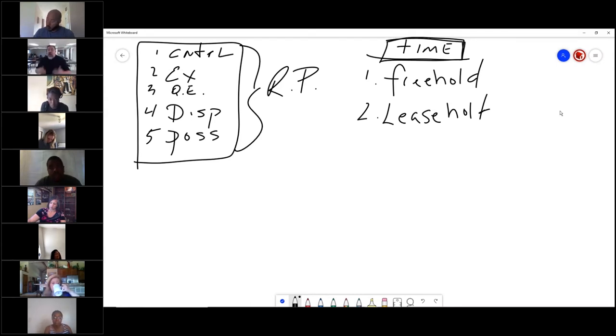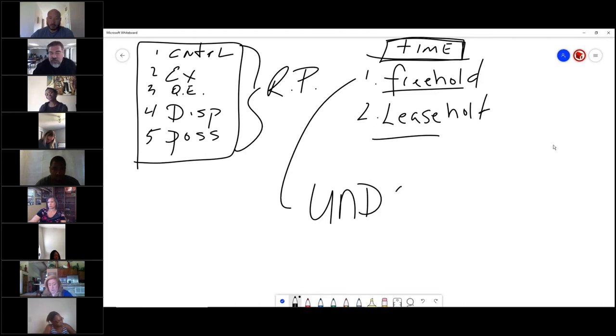If we know how long we're transferring it, it's a lease. You know how long a lease is, it starts and ends. If we don't know how long, it's a freehold. So when I sell my real estate to a buyer, do I know how long he's going to hold the property? No. So I transfer a freehold estate.